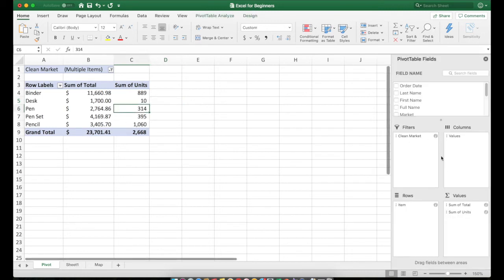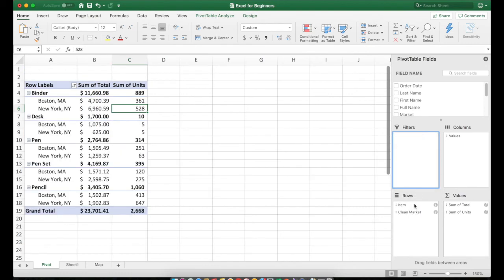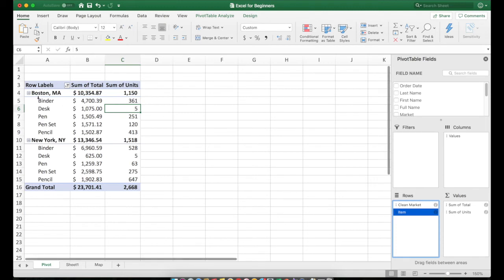So now I want to know this information by market. So I can take my market here and I can drop it in. And I can filter it either way just by moving these around. So I can say, okay, I have Boston. Here's the money generated, binders, desk, pen, etc. within Boston and within New York.